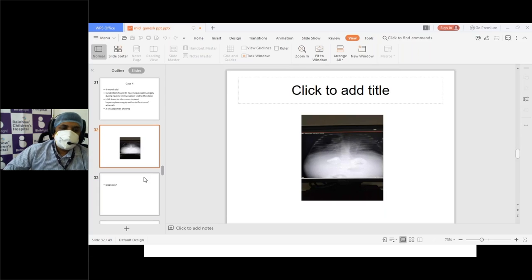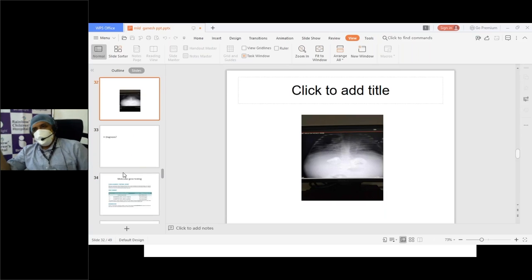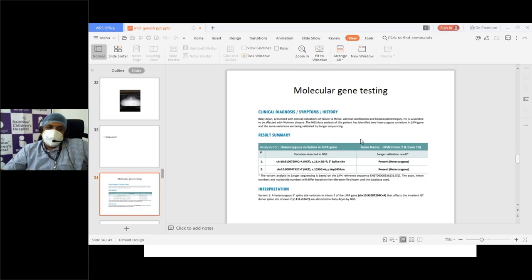So the diagnosis is, yes, it is Wolman disease. Hepatosplenomegaly with adrenal calcification points most strongly towards the diagnosis of Wolman disease. So here the diagnosis comes from the radiology department. Then we did the molecular gene testing which showed the presence of Wolman disease in the child.